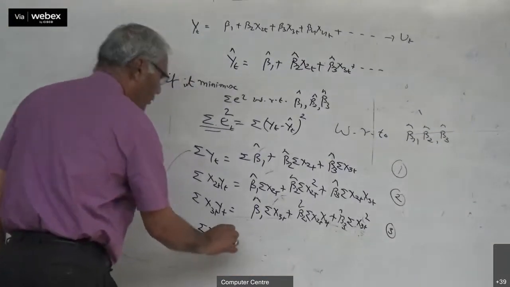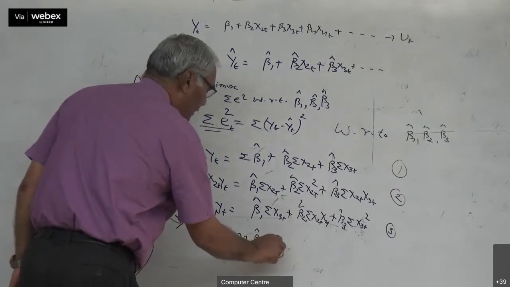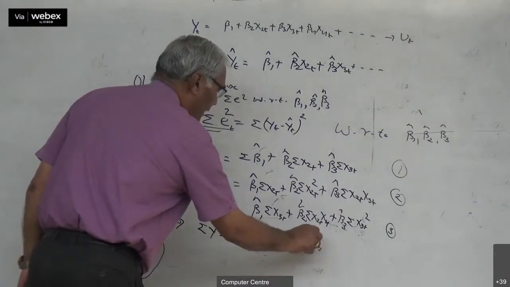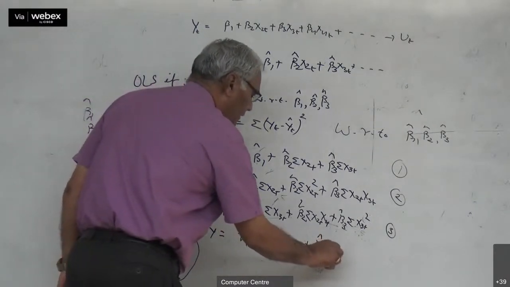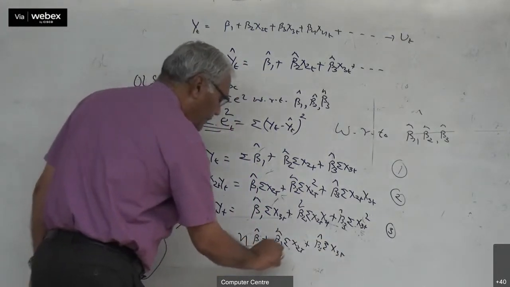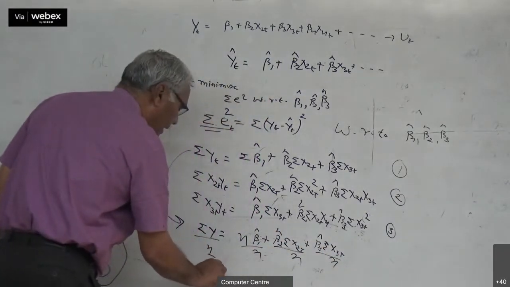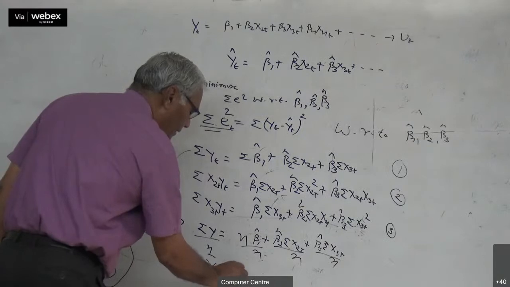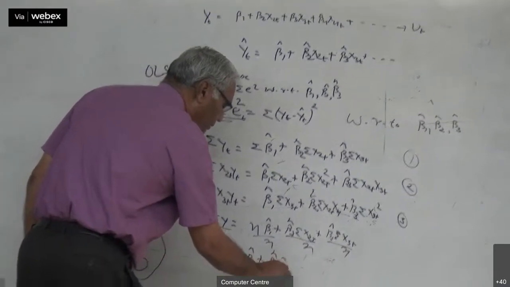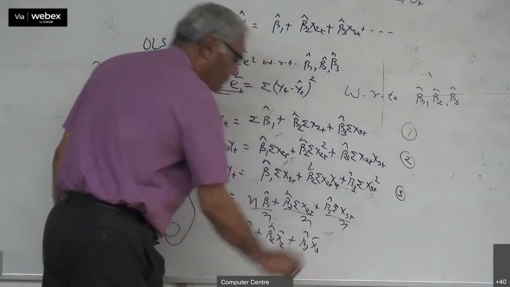Summation y is equal to n times beta 1 cap plus beta 2 cap summation x2t plus beta 3 cap summation x3t. If you divide the whole by n, what do you get? Y bar is equal to beta 1 cap plus beta 2 cap x2 bar plus beta 3 cap x3 bar.